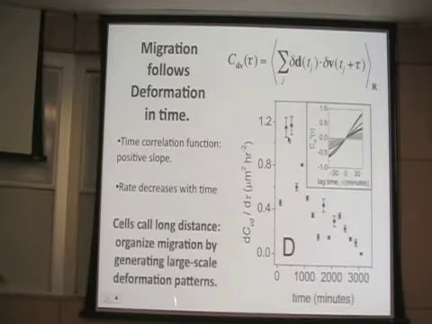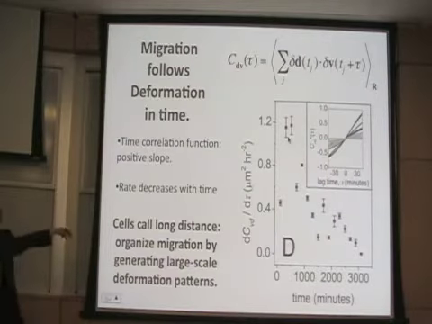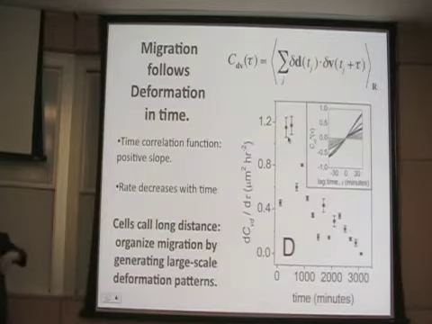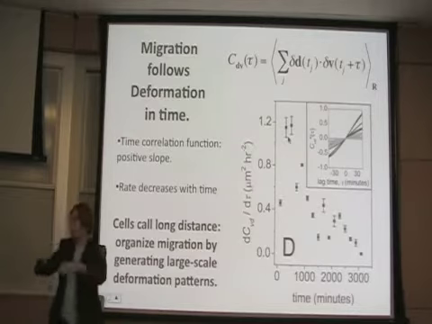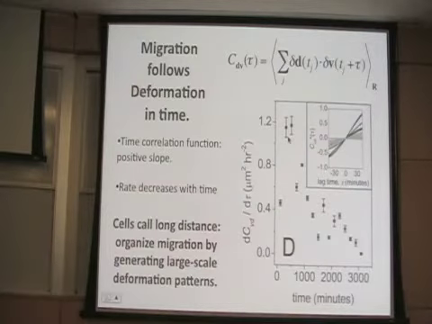So I think the message of that is that cells are communicating long distance. They're contracting in a large scale manner, imposing a deformation field on the surface that acts as some kind of potential field for them to walk on and organize their motion.